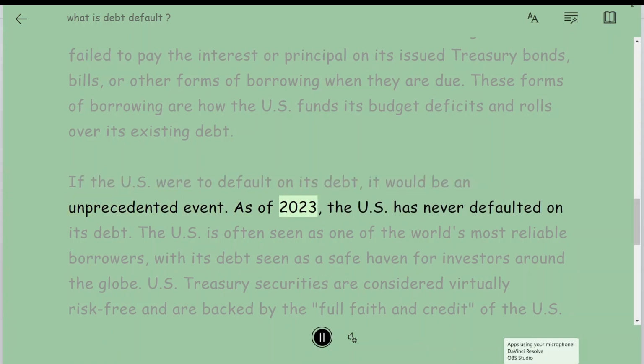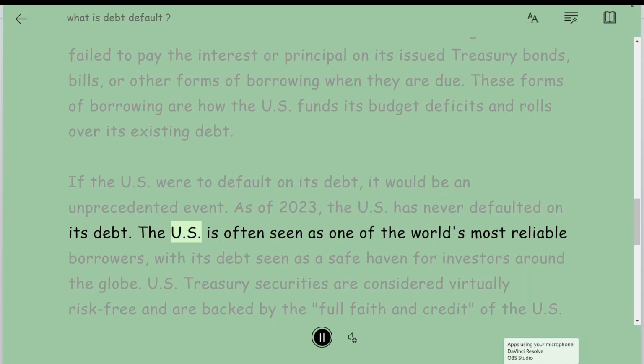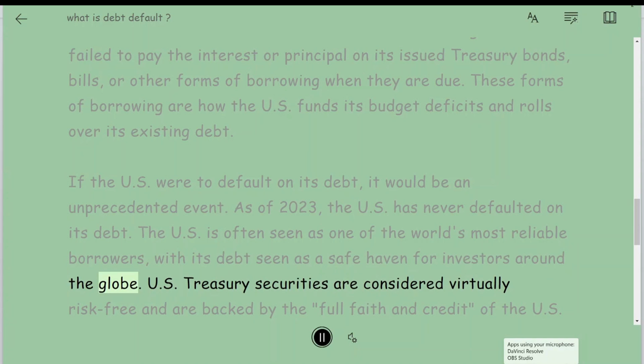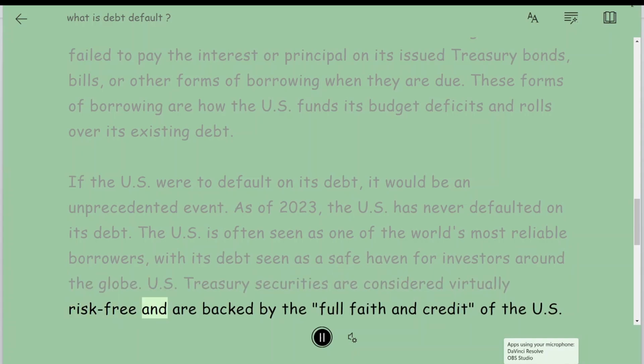As of 2023, the U.S. has never defaulted on its debt. The U.S. is often seen as one of the world's most reliable borrowers, with its debt seen as a safe haven for investors around the globe. U.S. Treasury securities are considered virtually risk-free and are backed by the full faith and credit of the U.S. government.